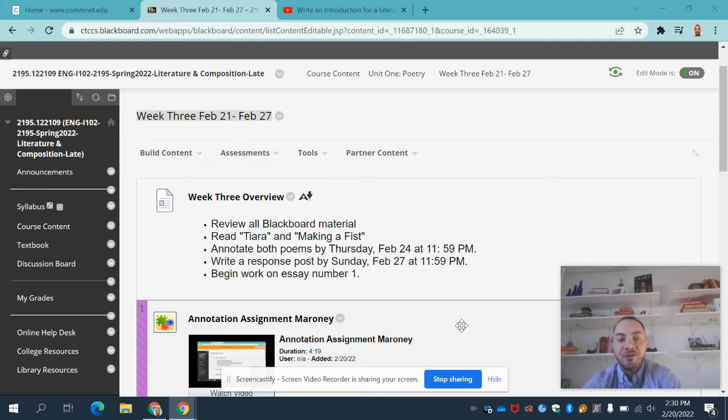Whenever your professor provides you with an example or a student model, it's a good idea to spend some time looking at it because, generally speaking, it's going to give you an idea of what your professor is looking for.